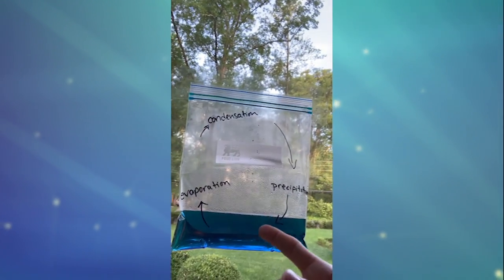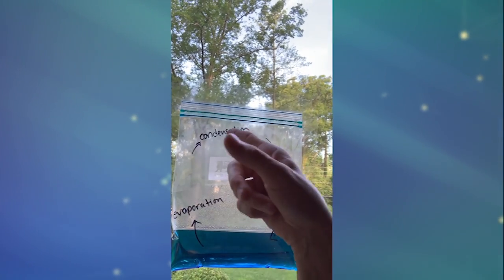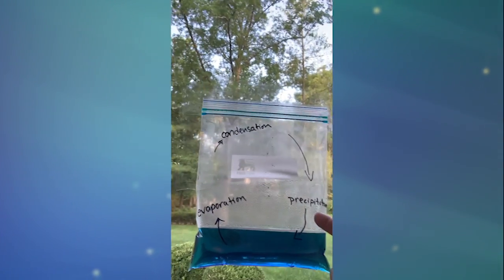Hey guys, I wanted to show you the water cycle that I built for my door. Didn't quite work the way that I thought that it would, but I tried a few different things, and after 3 days, it's actually starting to work. So with this baggie I hung on my front door, I filled it with some water and some blue food coloring, and then I labeled it. I have evaporation, condensation, and precipitation.